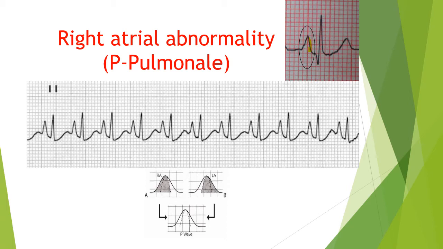As an example, in this strip of lead 2, to comment on the P wave, the P wave is present and is coming at regular intervals, so it's sinus rhythm, and the heart rate in this example is more than 100, so it's sinus tachycardia. And to comment on the amplitude of the P wave, we will see that the P wave amplitude is around 3.5 small squares, so it's representing right atrial abnormality.